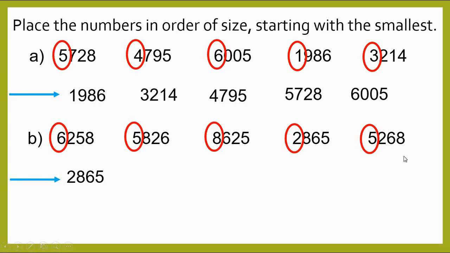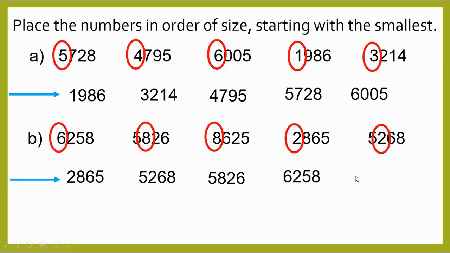But among those two, as both the first digits are the same, we have to compare their second digit, and that is 8 and 2. So the number having 2 as a second digit is smaller than the 8 one. So I'll write here 5268 first, and then I will write here 5826. And now it's easy to compare. Here again 6258 will come, and then last 8625.